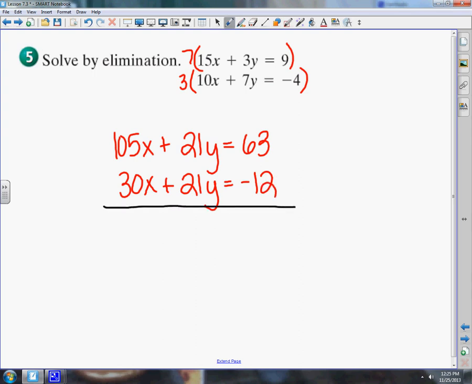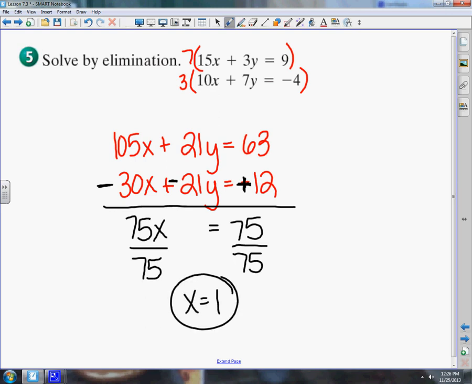I'm going to solve this. So now, in order to do this, I'm going to subtract this entire bottom line, which means you change all of the signs. If it's positive, I make it negative. If it's negative, I make it positive. So 105 minus 30 is 75x. 21y and negative 21y cancel each other out. And 63 plus 12 is 75. Works out so nicely. So x equals 1.